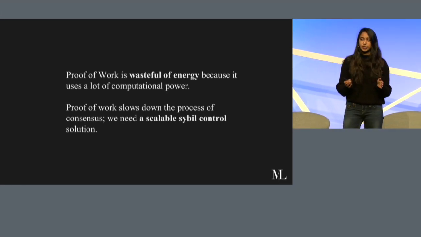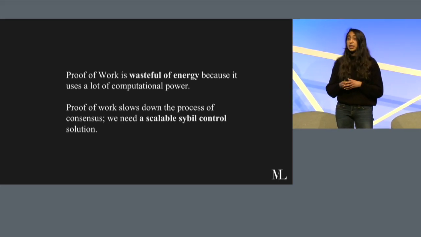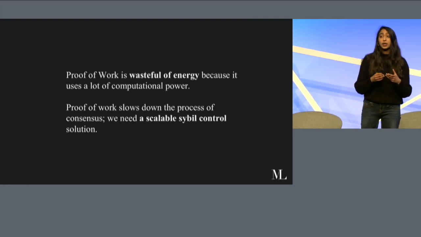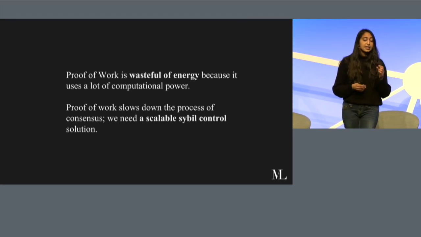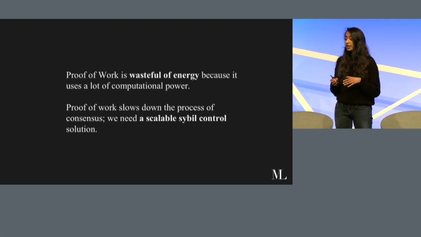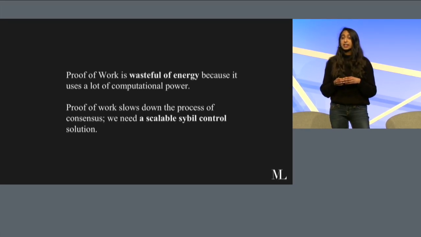But what's the issue here? We're trying to scale out these blockchain systems to be able to support lots of different transactions, but proof of work, while a really good first step, isn't the thing that's going to get us to scale. It's not super energy efficient. So we need some sort of scalable Sybil control mechanism that still allows us to have this property.